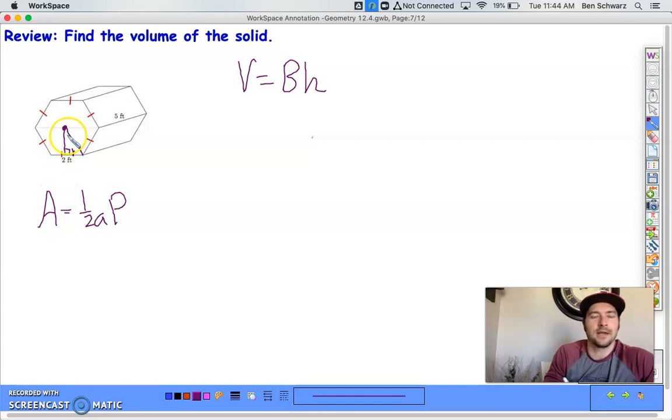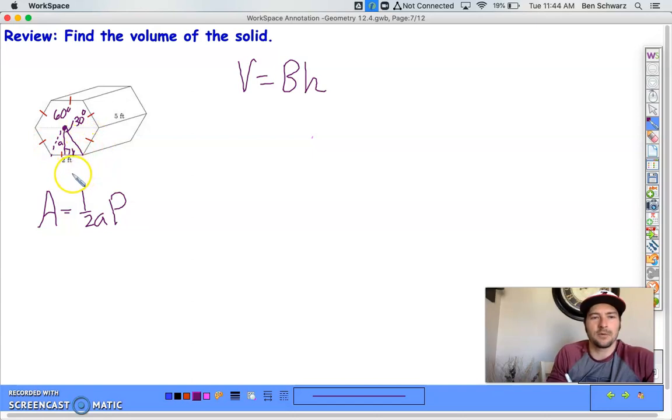Now we need this little angle here. Okay, so if you remember a central angle, we would have 6 of them since it's a hexagon. So 360 divided by 6 is 60 degrees, which means this angle right there at the top is half of that, so 30. So we need to find the apothem right here.